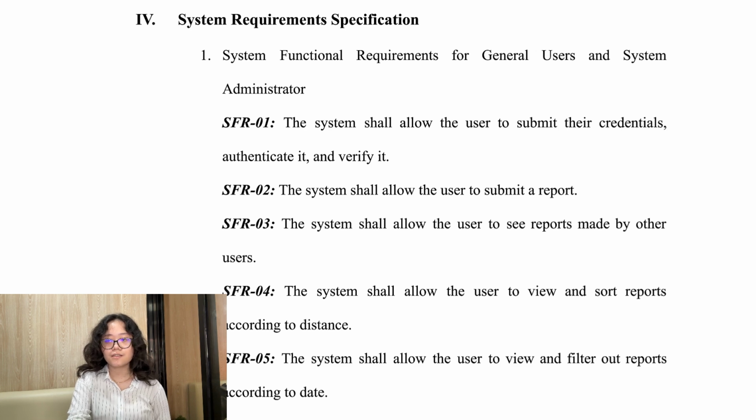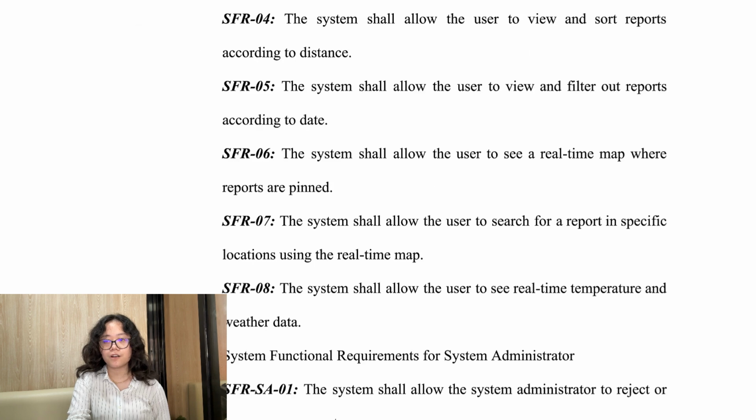SFR2. The system shall allow the user to submit a report. SFR3. The system shall allow the user to see reports made by other users. SFR4. The system shall allow the user to view and sort reports according to distance. SFR5. The system shall allow the user to view and filter out reports according to date.